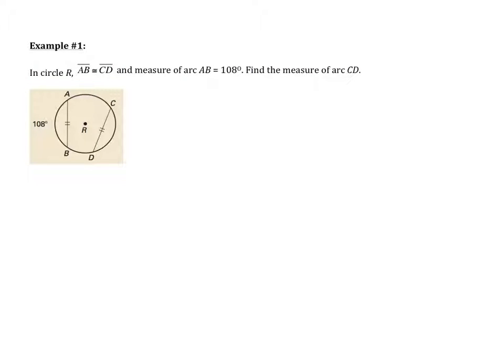Here's example number 1. In circle R, segments AB and CD are congruent, and the measure of arc AB is 108, which is shown in the diagram. Find the measure of arc CD. Since we know that the chords are congruent, then we know that their corresponding arcs are going to be congruent. So if arc AB is 108 degrees, then arc CD is 108 degrees.